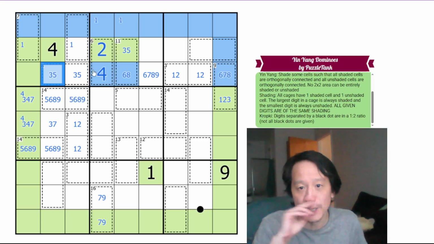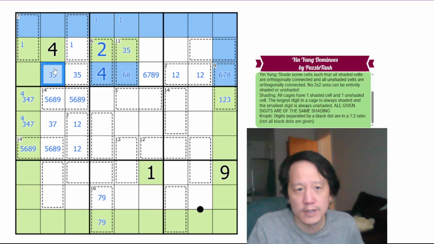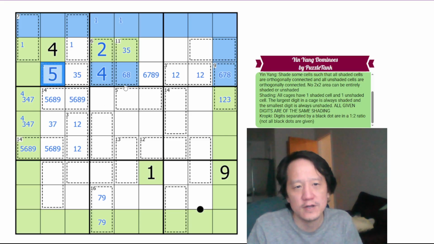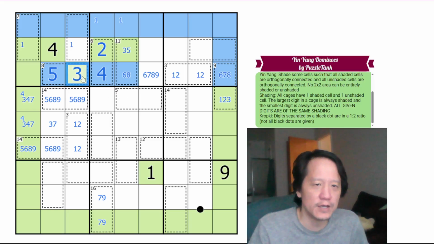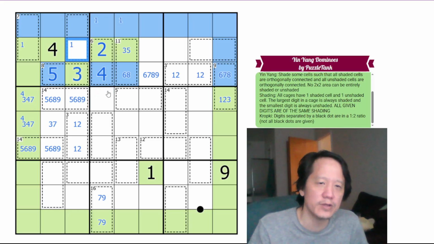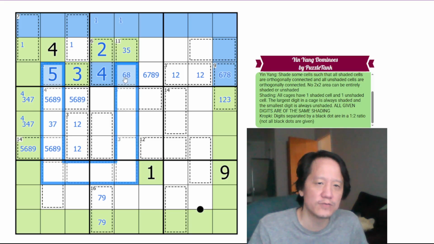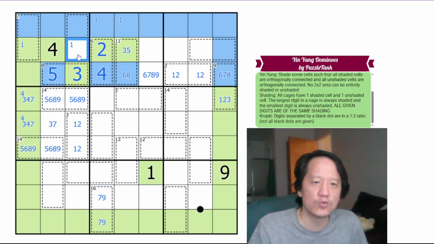Shaded is the larger digit. Yes, so this is 5. This must be 3. This is green. Another thing we know. Okay, so this cannot be blue. If this is blue, how does this connect orthogonally to the rest of the blues, while this green would essentially connect to the rest of the greens?